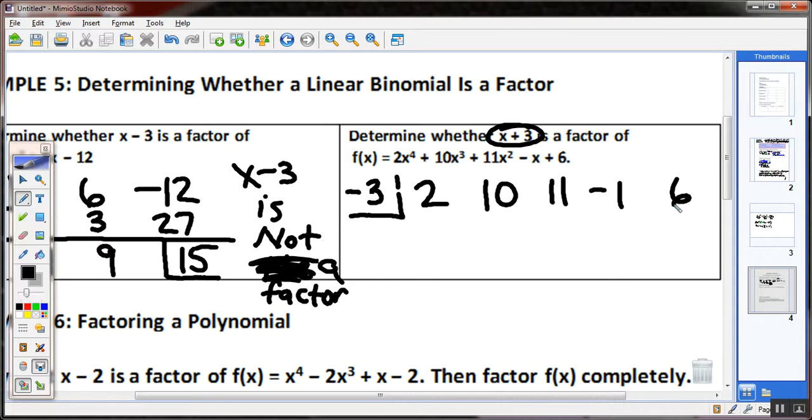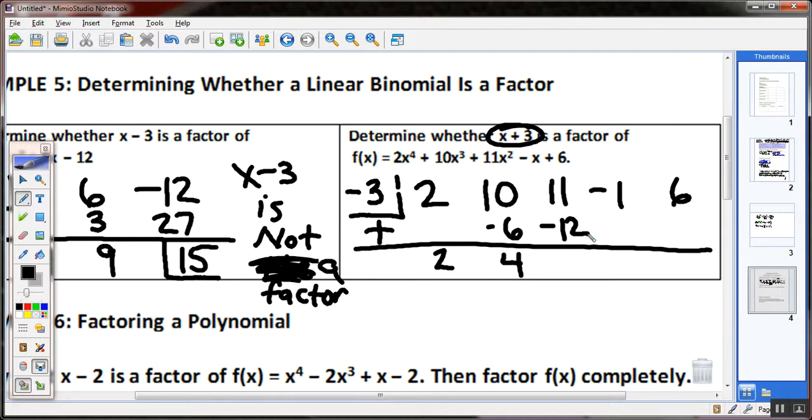Wow, there's a lot of them here. All right, kiddos, help me out here. I'm going to put a plus sign down here so I remember I'm adding. What am I bringing straight down first? 2. 2 times negative 3 is what, kids? Negative 6. Add together. 4. Times negative 3 is 12. Negative 1. Times negative 3 is 3. Plus negative 1 is 2. Times negative 3 is negative 6.